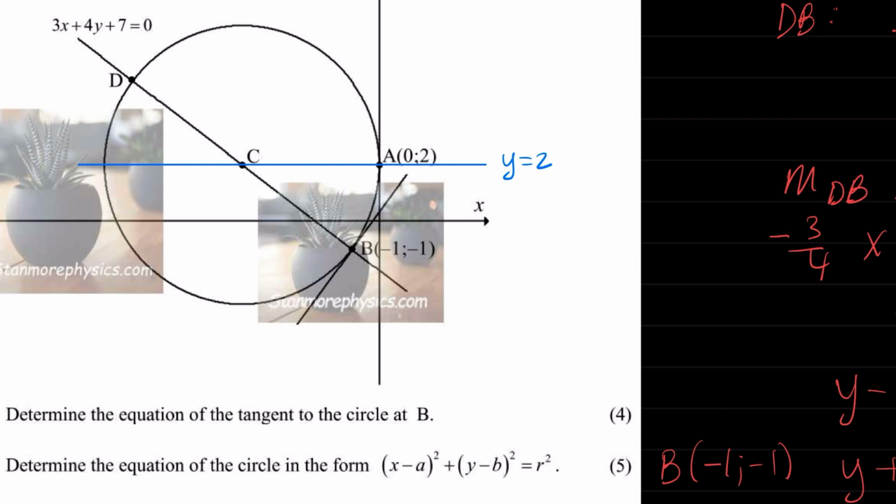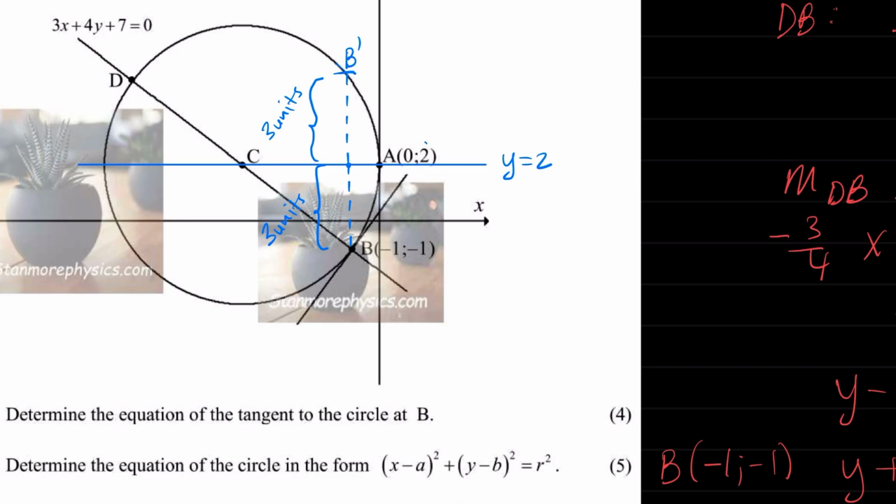Basically, if they are reflecting it on this line, the distance from B to this point will be the same distance from B to its new point. Let's call it B prime. I'm just drawing it here. I don't really know if it's going to be there, it could be somewhere around there. So if I look at the distance from here to here, it's going from minus 1 to 2. That's 3 units up. That means from here to the new point, it must be 3 units as well.